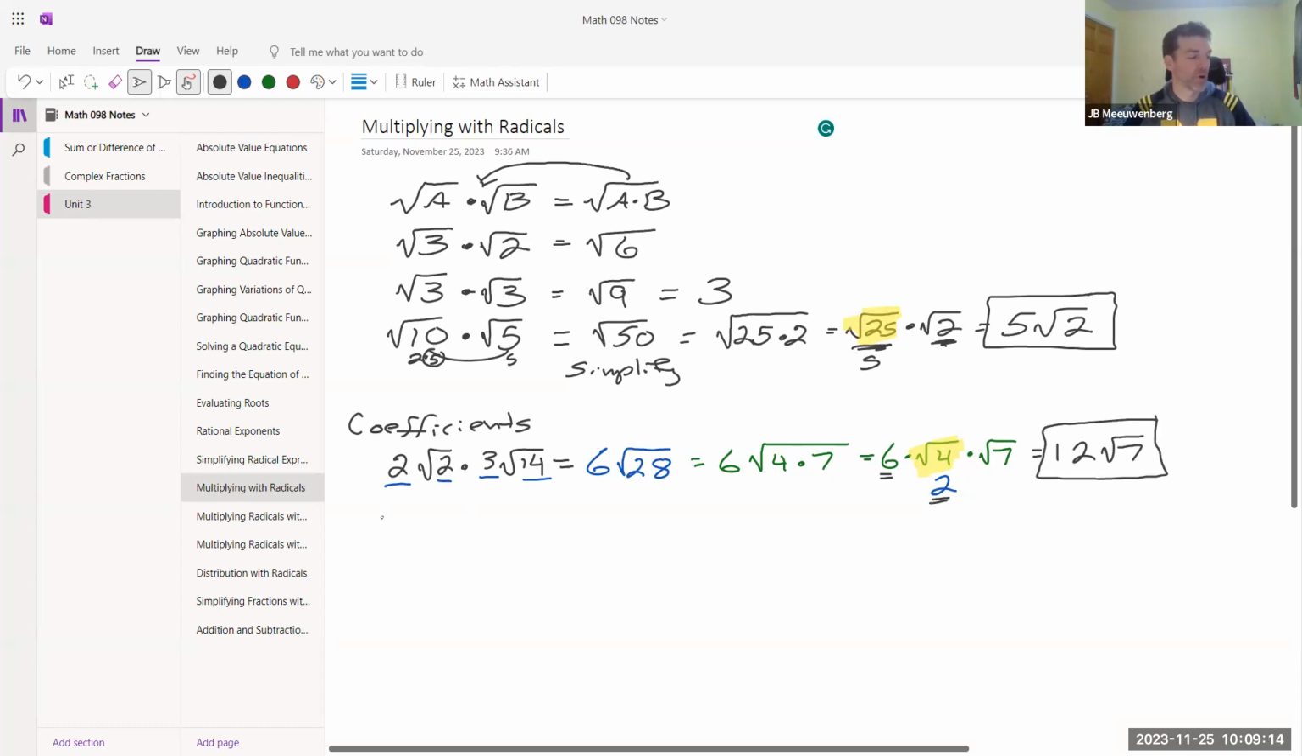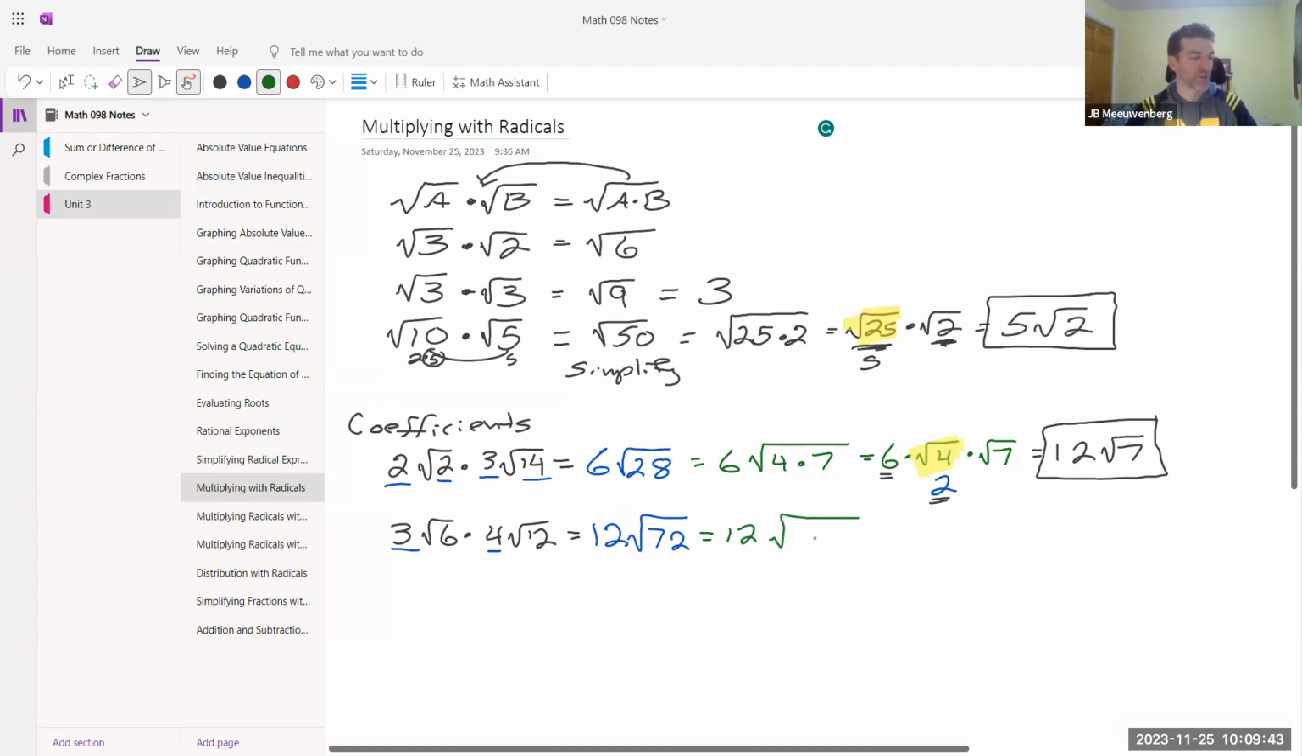So try this one on your own: 3 radical 6 times 4 radical 12. See if you can work through that on your own. Pause the video. I'll keep going. So we have 3 times 4 on the outside. Those are the coefficients, which is 12. And we have 6 times 12 on the inside, which is 72. And then we leave that 12 outside.